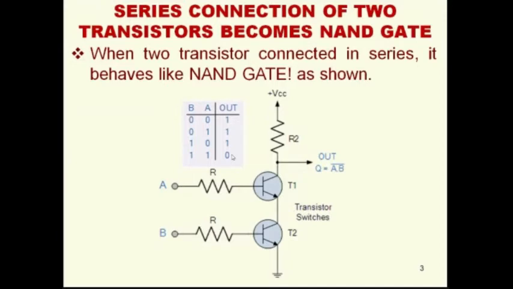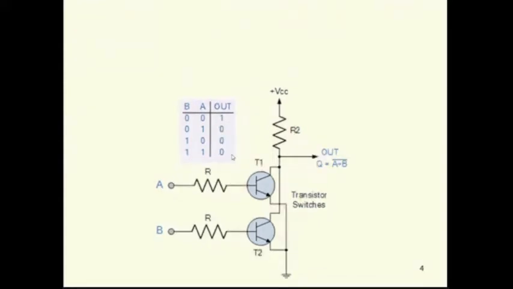A single transistor acts as a NOT gate. Transistors can be connected either in series or in parallel. When the two transistors are connected in series, it behaves like a NAND gate according to this discussion. Now we are trying to connect the transistors in parallel, because this is the only other possible combination. When we connect the two transistors in parallel, this is how it has to be connected.